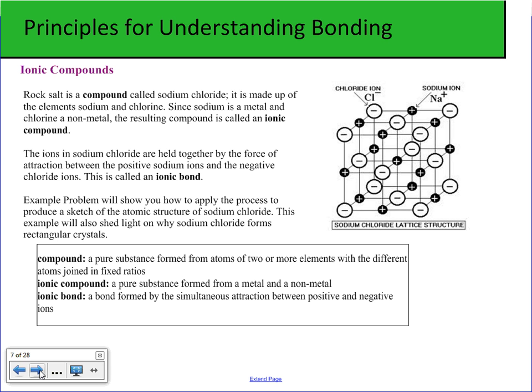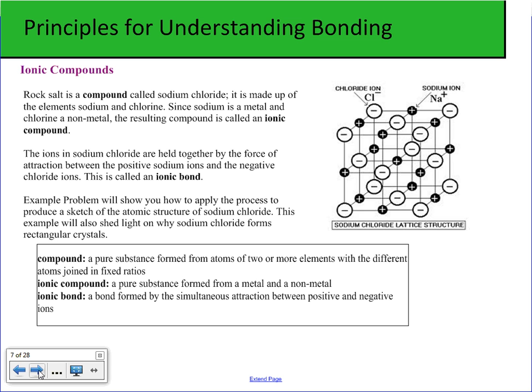Ionic compounds. Rock salt is a compound called sodium chloride. It is made up of the elements sodium and chlorine. Since sodium is a metal and chlorine is a nonmetal, the resulting compound is called an ionic compound. The ions in the sodium chloride are held together by a force of attraction between the positive sodium ions and the negative chloride ions, and this is called an ionic bond.